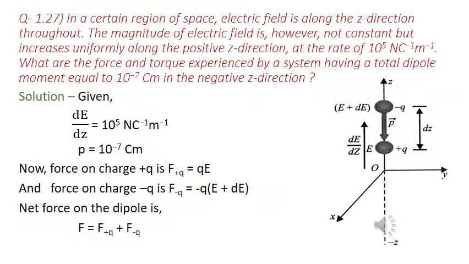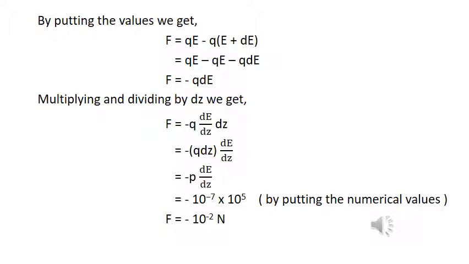So to find out the net force due to dipole, we will separately write the value of force on plus q charge and minus q charge. Firstly, force on plus q charge is equal to q into E, and that on minus q charge is equal to minus q into E plus dE, which is the electric field at minus q. So the total force can be written as F is equal to F plus Q plus F minus Q. By putting the values of F plus Q and F minus Q, we get force is equal to minus Q into dE.